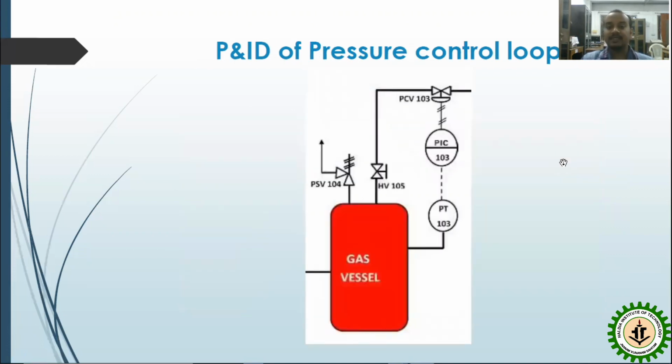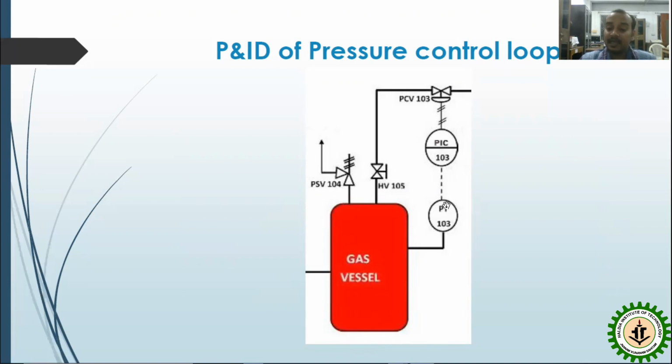Now, if I go for the next discussion, it is the discussion of a pressure control loop. In this pressure control loop, we have a gas vessel over here. And in this gas vessel, obviously, we need to maintain the pressure. So the transmitter we need to use over here is, without any doubt, the pressure transmitter. And here it is written 103. This is the loop number. Again, please take it into your consideration. PT is pressure transmitter. So using this pressure transmitter or pressure sensor, we are monitoring the pressure of this gas vessel.